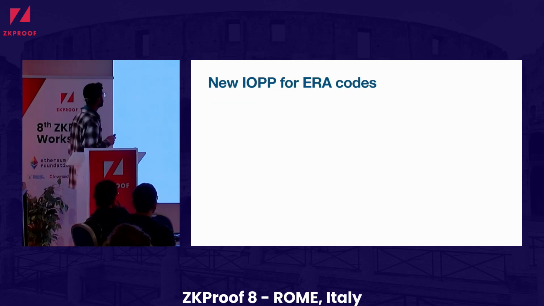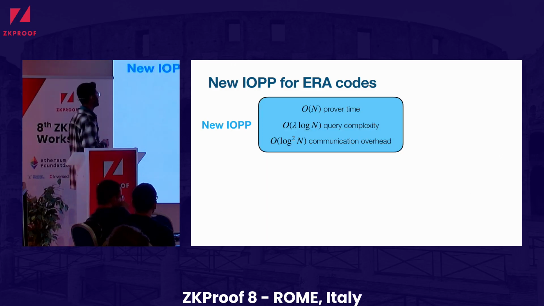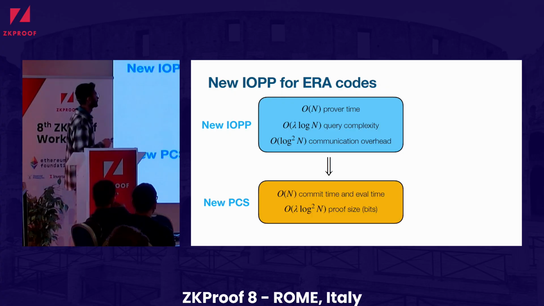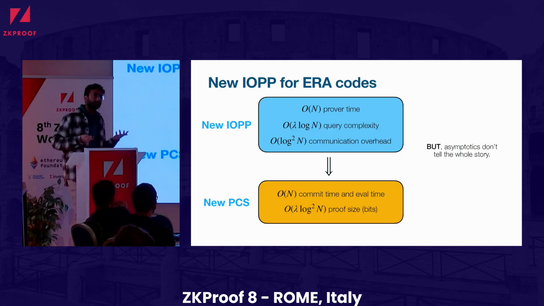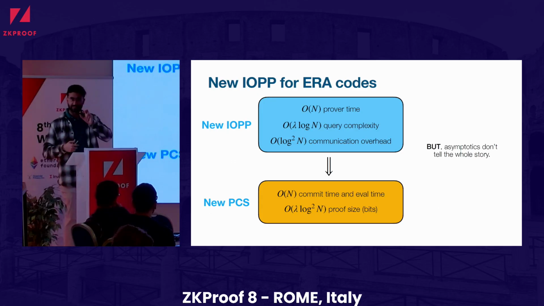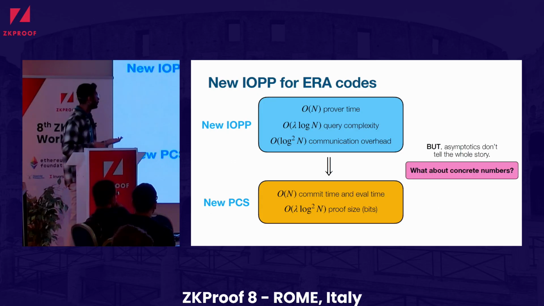So we additionally develop a new IOPP for error codes. And the new IOPP has these asymptotics: linear prover time, lambda log n query complexity, and small communication overhead, which then leads to a PCS with these parameters. And you might say that asymptotics don't really tell you the whole story. It's really the concrete proof sizes that matter, because I promised you that Basefold and Brakedown and all of these hash-based PCSs have these concrete proof sizes in megabytes. So what about concrete numbers?